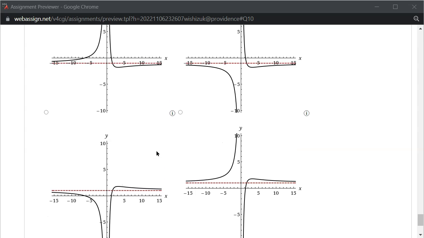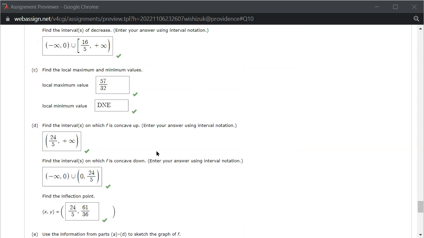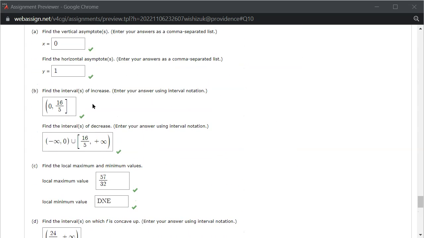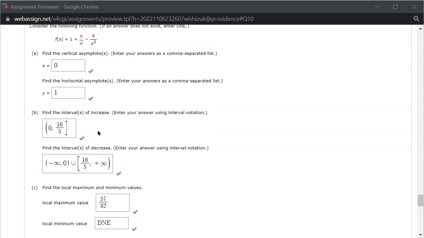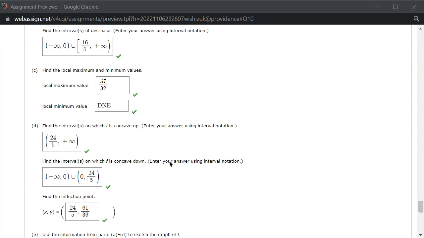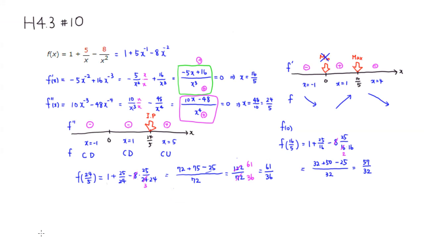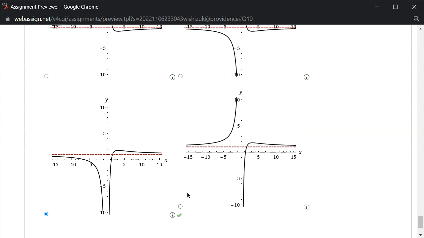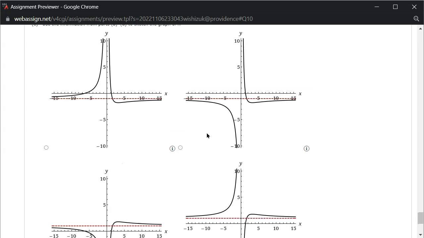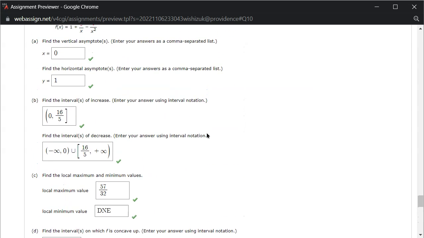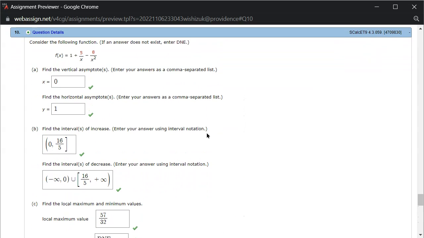Then increasing and decreasing behavior. Find the interval of increase. In the beginning here, it's actually decreasing. This picture in the beginning is decreasing, here in the beginning it's increasing. So this has got to be the correct picture. Let's check the answer. It came back and looks like we got the correct picture. That's it. I hope that this was clear.